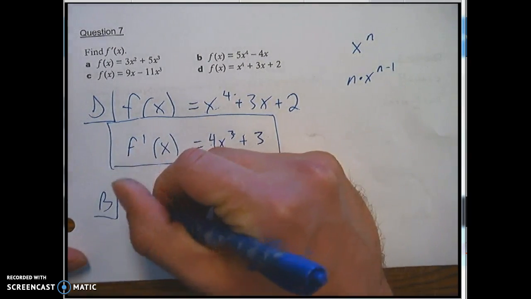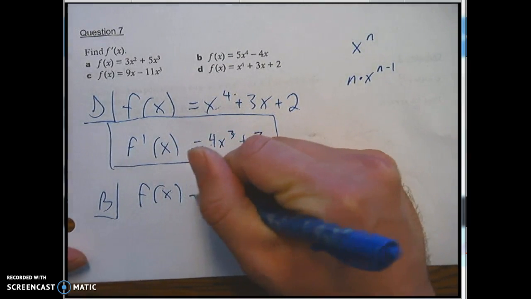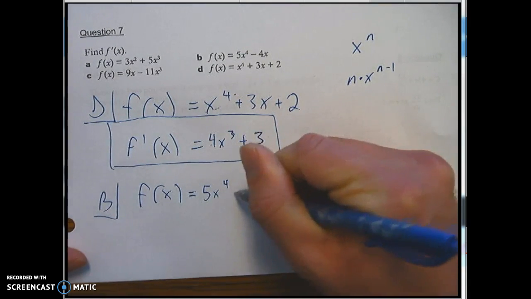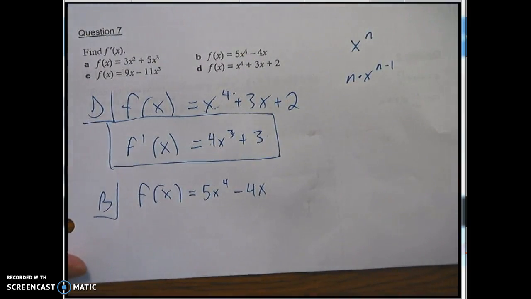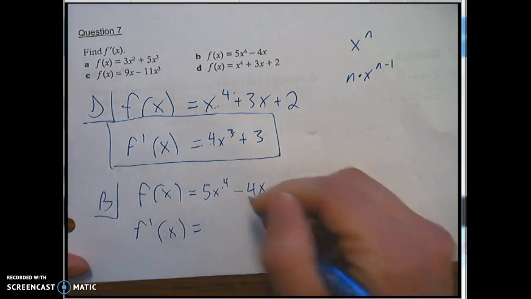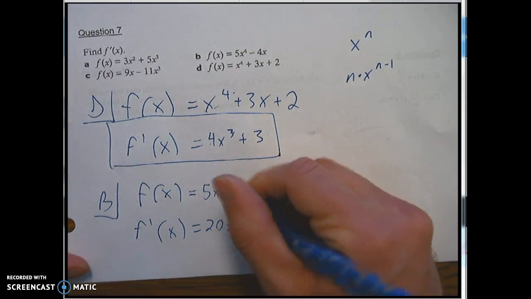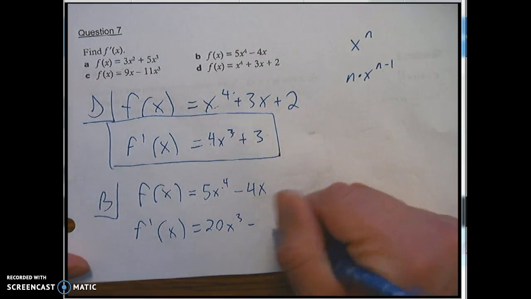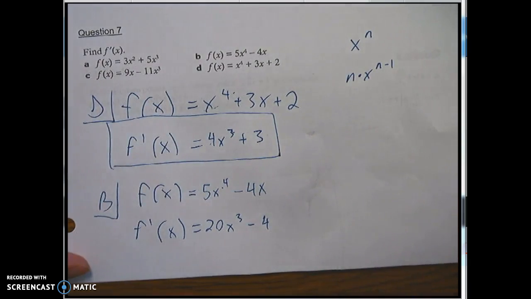Part B, f of x is 5x to the fourth minus 4x. So when I take the first derivative, simply 4 times 5 is 20, x to the third, minus 4 times 1 is 4, and the x goes away.